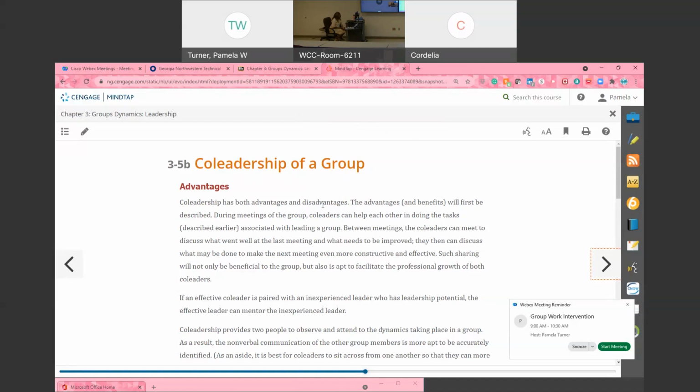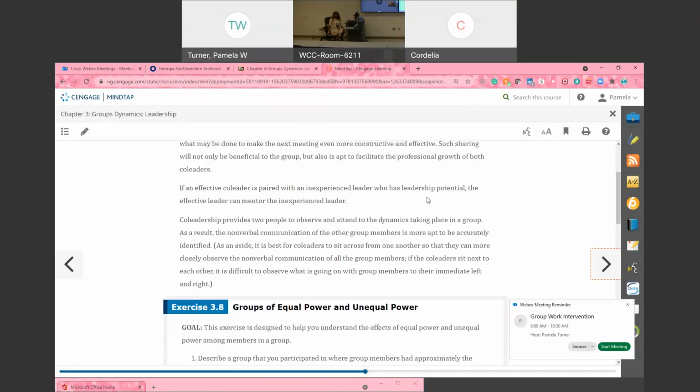The advantages would be first, the co-leader can help others in the task. Between meetings, the co-leaders can meet and discuss what went well. An effective co-leader is paired with an experienced leader. They can really be effective in teaching somebody, right? So co-leadership, again, has its pros and its cons. In a well-established group, the group leaders can actually disagree with each other, right? So if we're talking about how to parent a kid, or who I voted for, a co-leader can actually have a civilized, grown-up conversation, and when that happens, you're modeling for the group what you would like it to look like when they disagree.